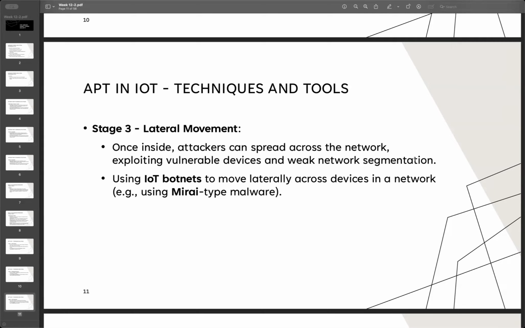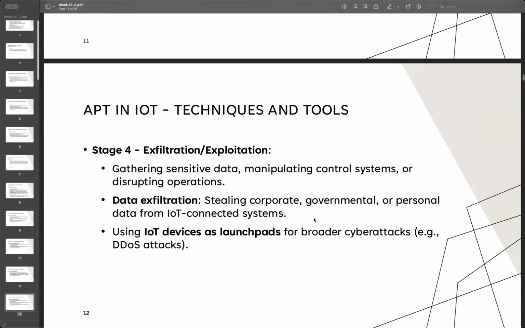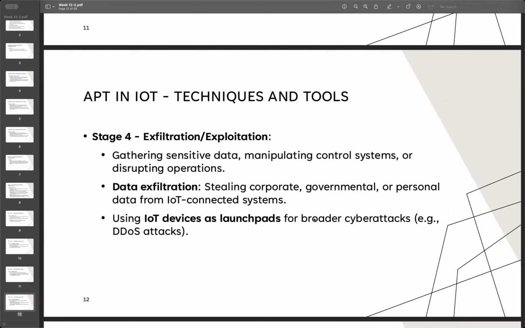So this one, if you remember, there's a case using a Mirai type of malware. This one is the example, for IoT botnets. After they are able to do that, they will move on to stage 4. So what's stage 4? There is exfiltration or exploitation.